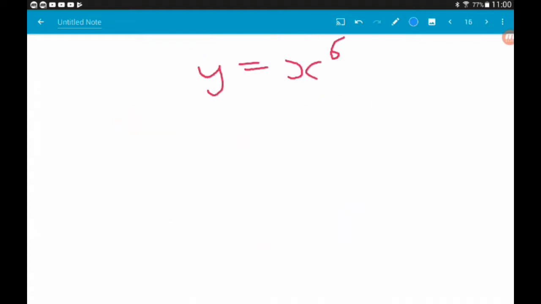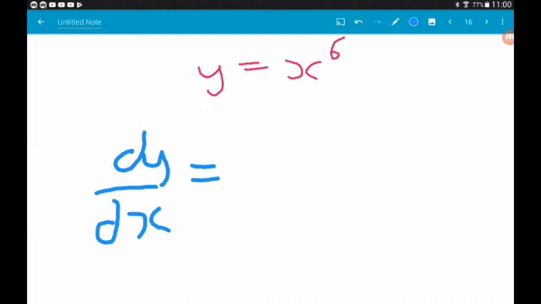Okay, second example. y equals x to the power of 6. So dy by dx is going to be 6x to the power of 6 minus 1. So 6 minus 1 is 5. So it's 6x to the power of 5.